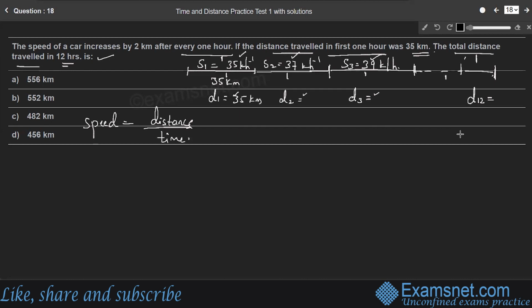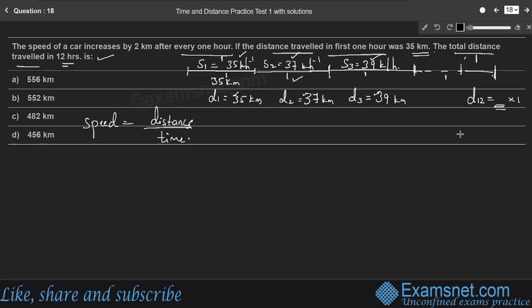And in the next 1 hour duration, the speed is the same. The time is 1 hour, so the distance is 37 kilometers. Next, it becomes 39 kilometers, and so on up to the 12th hour duration. Here the time duration is 1 hour. So what is the distance? We need to find that, right? So what is the distance?